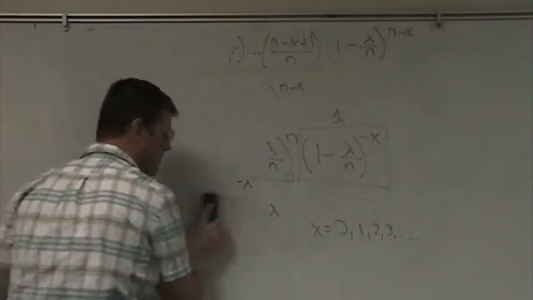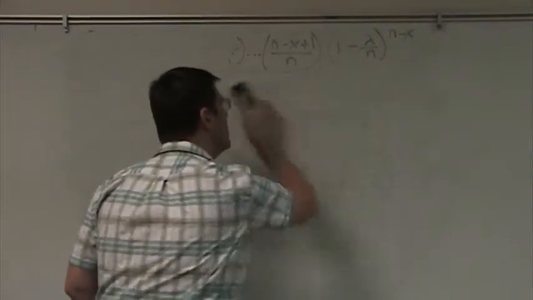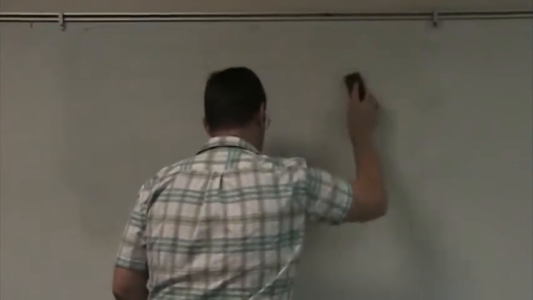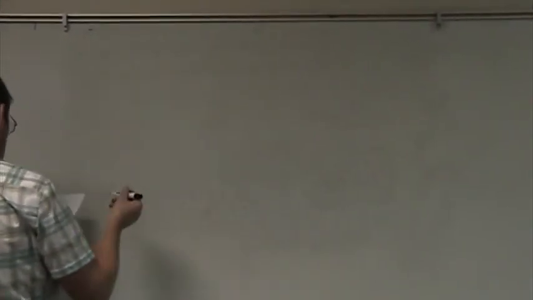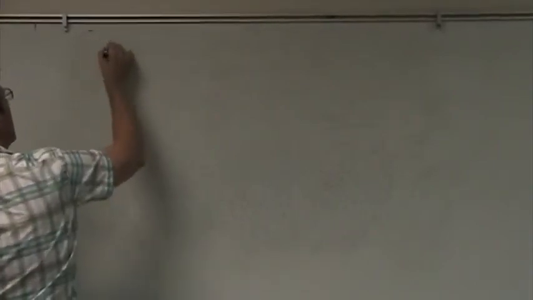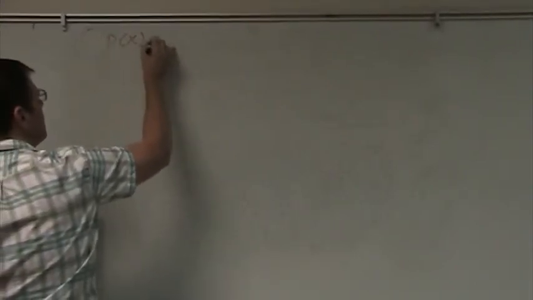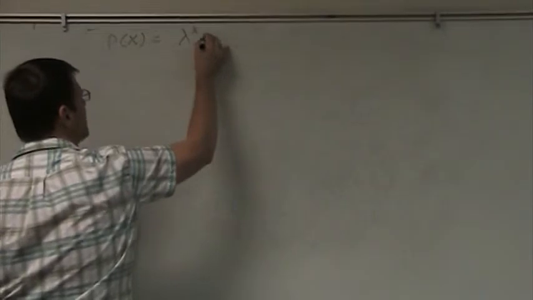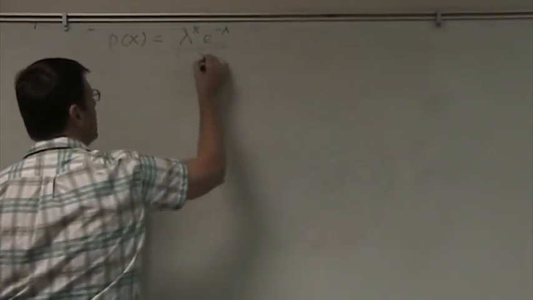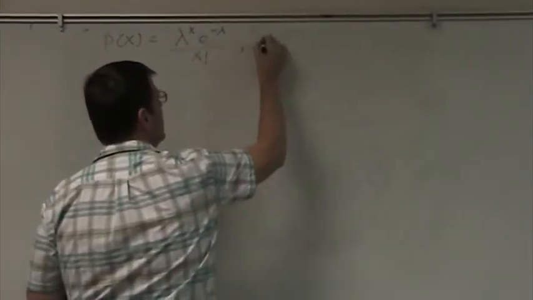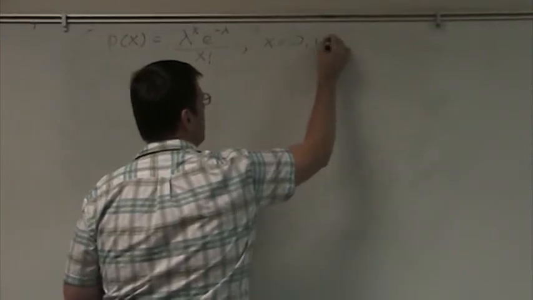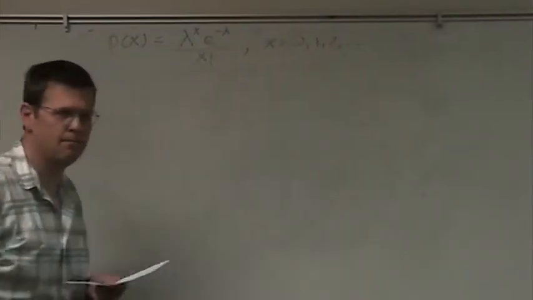Put that back up at the top so you can see it as we're working through some examples. Okay, so we have p of x equals lambda to the x, e to the negative lambda divided by x factorial, x is 0, 1, 2, and so on.